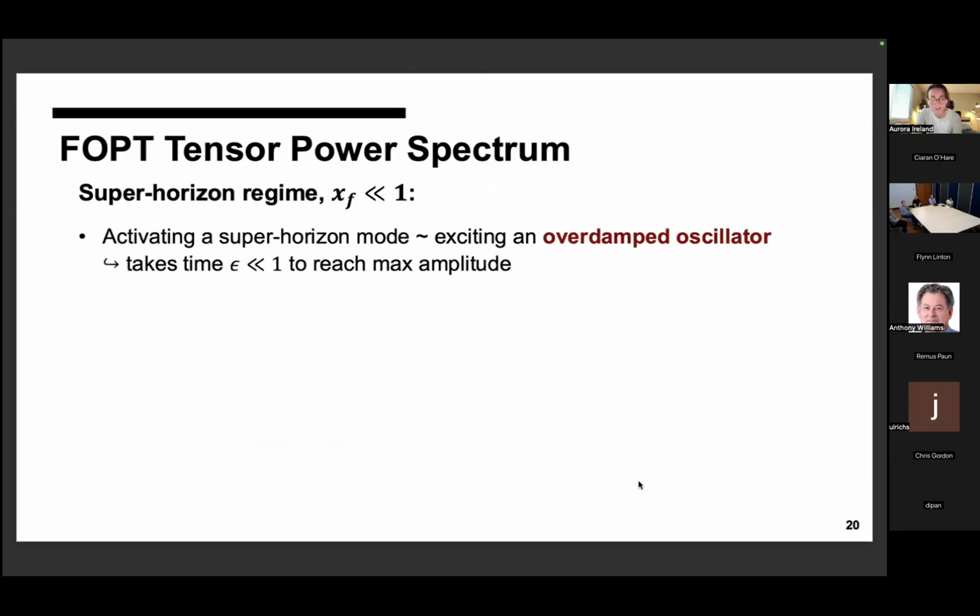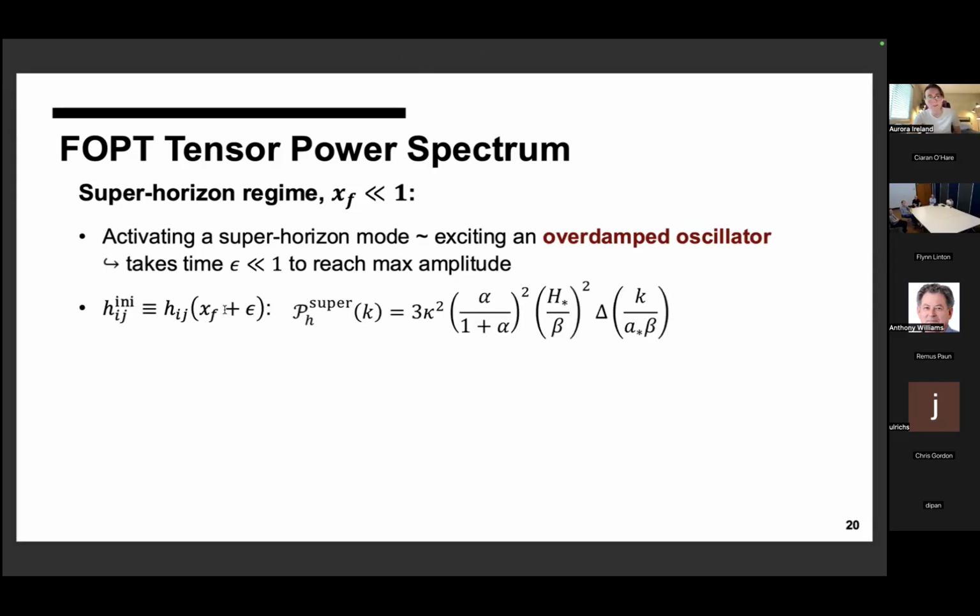All right, the superhorizon regime, this is where the subtlety comes in, and it comes in because intuitively, when you activate one of these superhorizon modes, it's kind of like exciting an overdamped oscillator. So the initial condition for H is actually 0, and it takes a small but finite time for H to reach its maximum amplitude. Because of that, we can't define Hij in the same way as we could for the subhorizon case, where it's just that evaluated at the end of the phase transition.